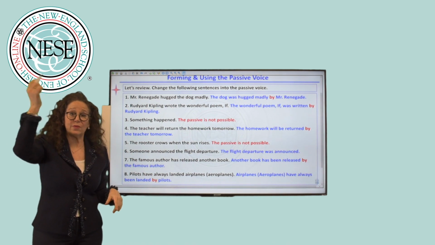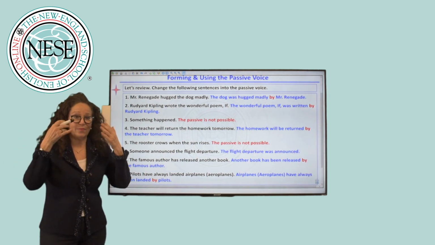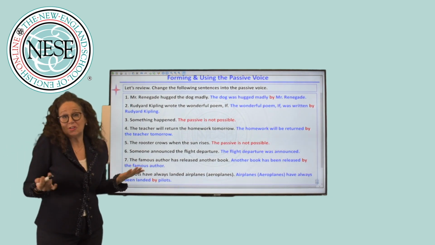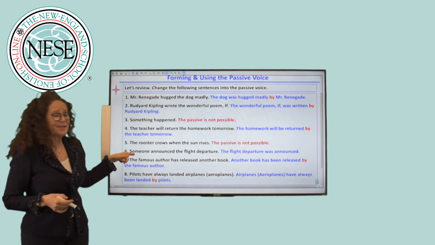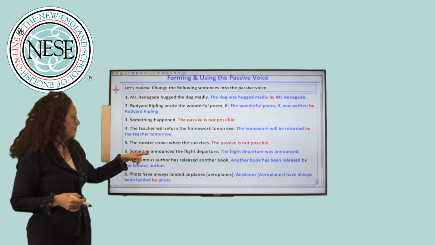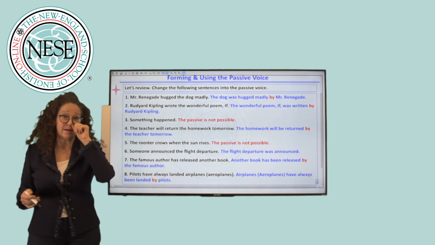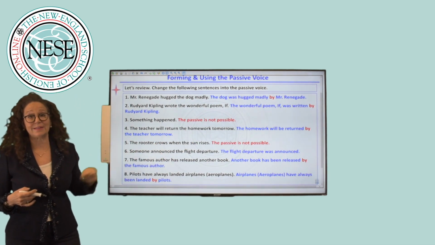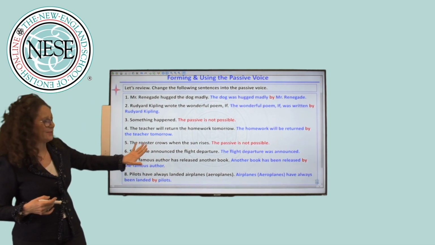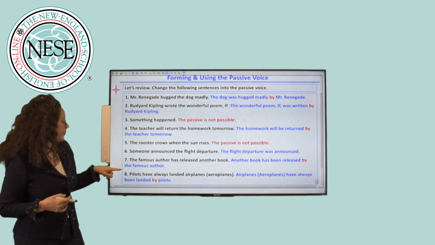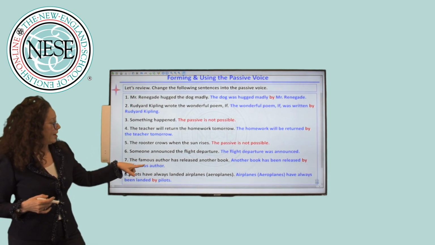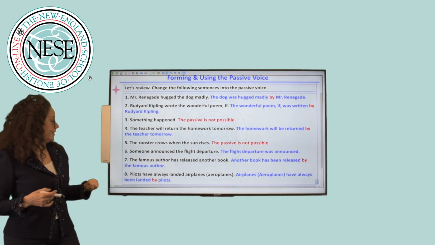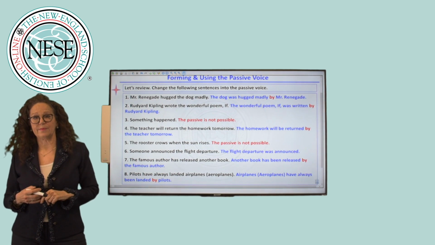And in fact, I think it's a recording. It's a live person when they recorded it, but when they play it all the time, it's just a recording. So it doesn't matter. It's not important. So we say the flight departure was announced. Best use of passive voice here, better than active, because we don't want to mention this. It's not important. The famous author has released another book. Another book has been released by the famous author.